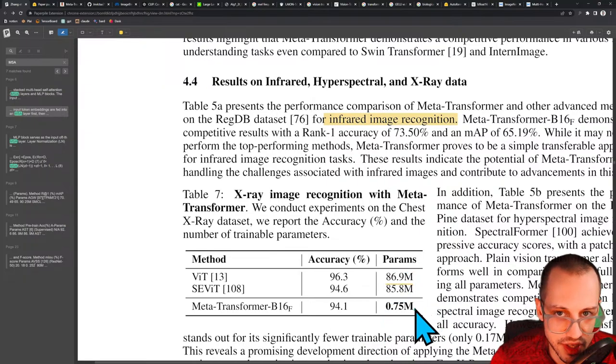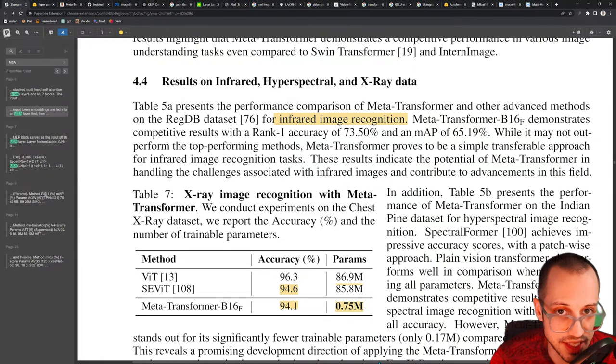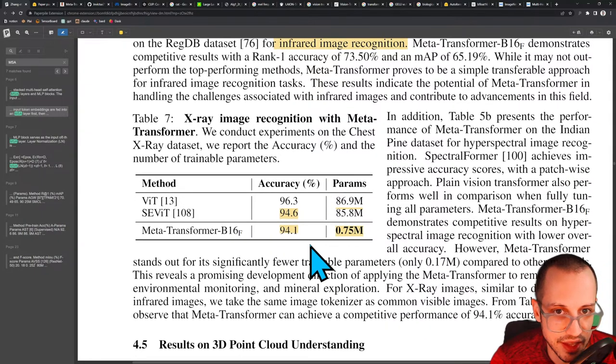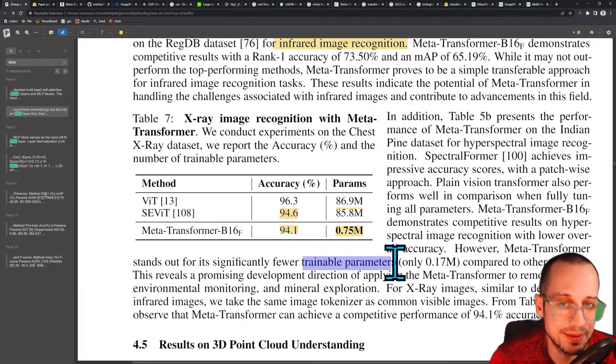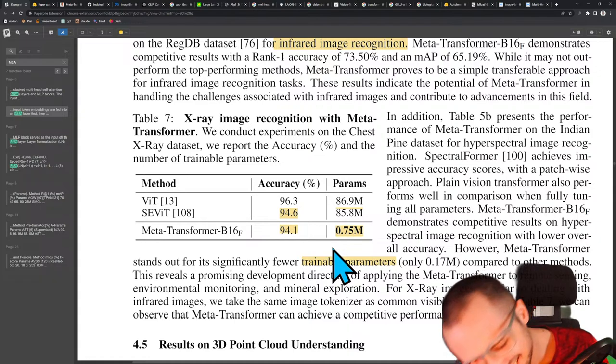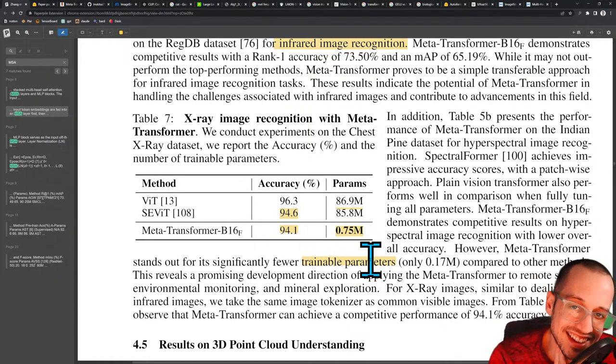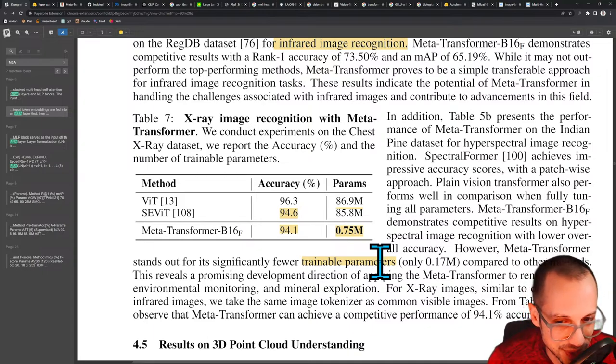85 million parameters. And then here they're pretending that they're able to achieve this with 0.75 million parameters. But again, that's incorrect because this is just the task-specific head. Significantly fewer trainable parameters. And the reason they're claiming that is because they're freezing the encoder. So they're freezing the encoder, and then they're saying, okay, but because we freeze it, we don't count it, and we only count the head. That's very sketch.